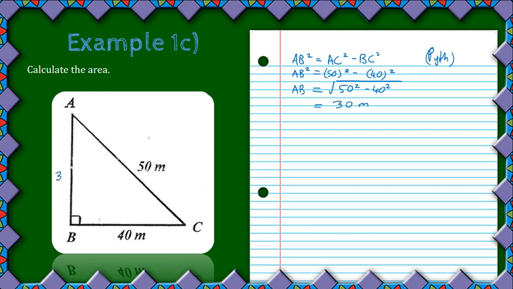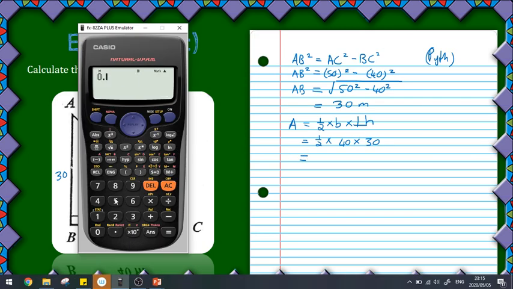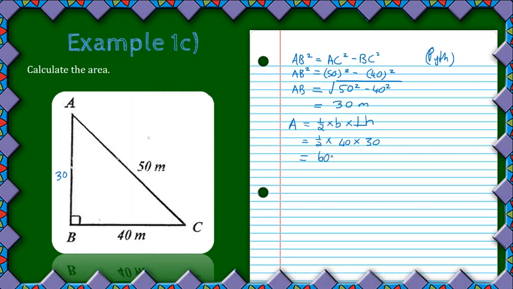Alright, so now that we know this is 30, we can find the area. Our formula for area of a triangle is half times base times perpendicular height. So substituting in our values, the base is 40 and my perpendicular height is 30. And then I'm going to put that onto the calculator. I just use 0,5 for half, that's easier for me. Times by 40 times by 30 gives us 600. And it's going to be 600 meters squared.